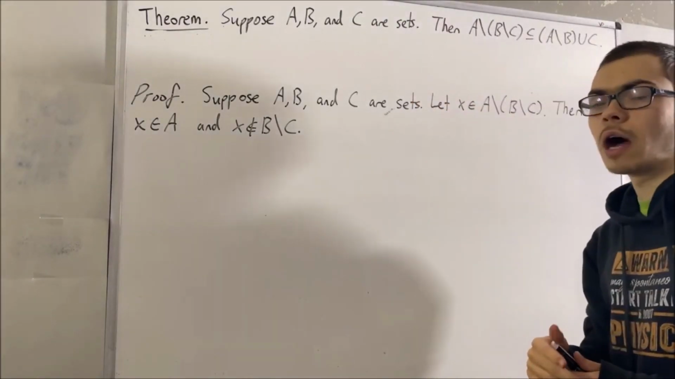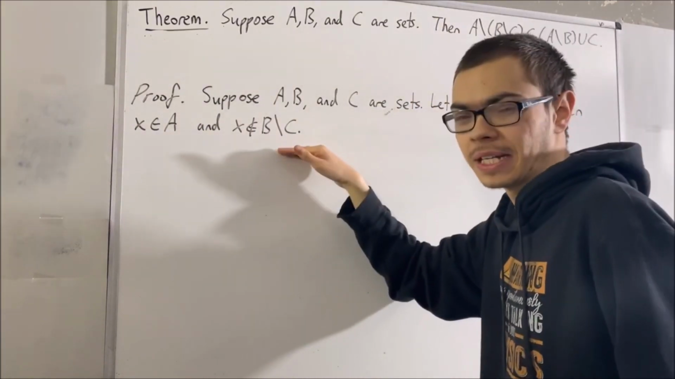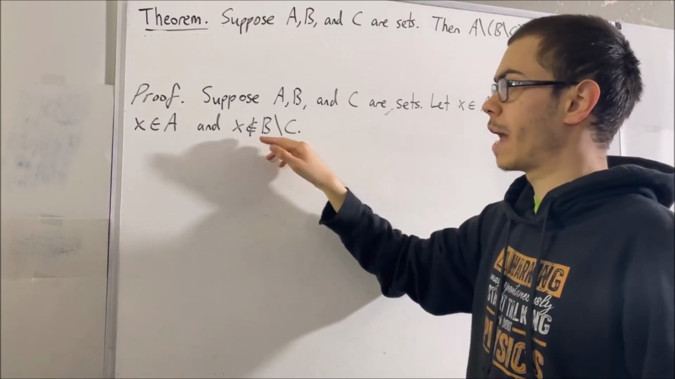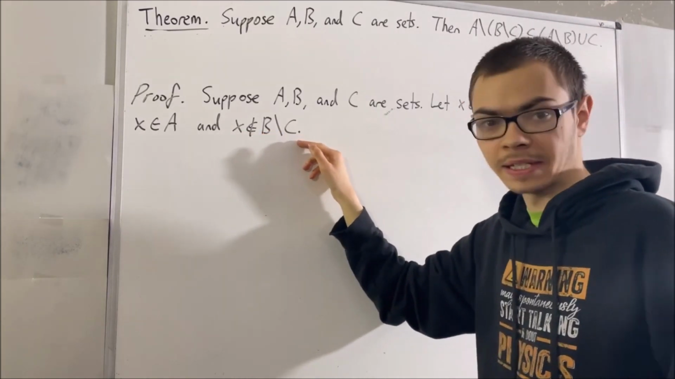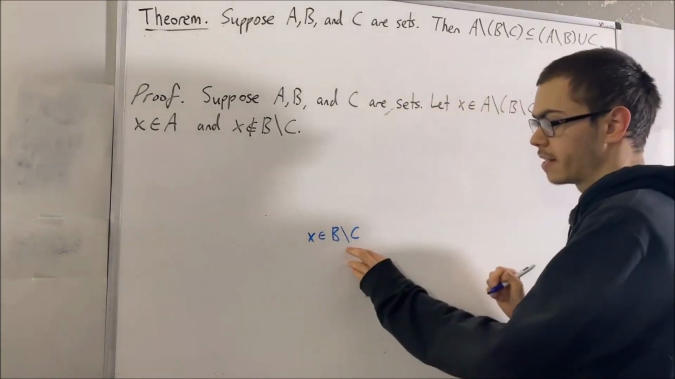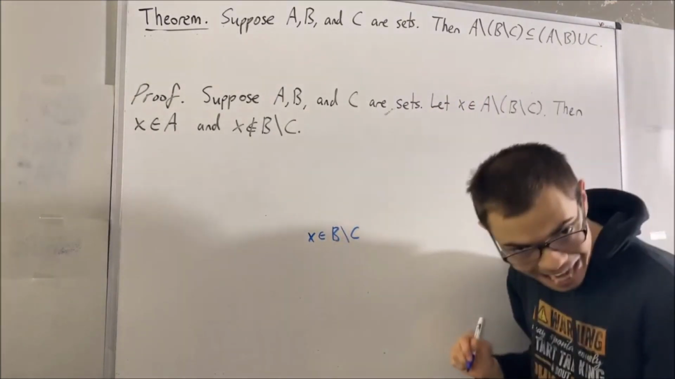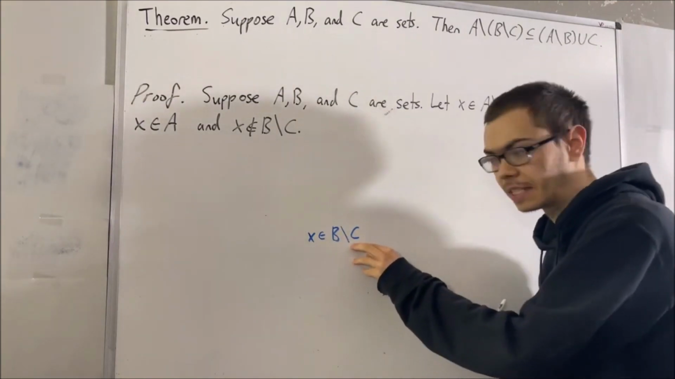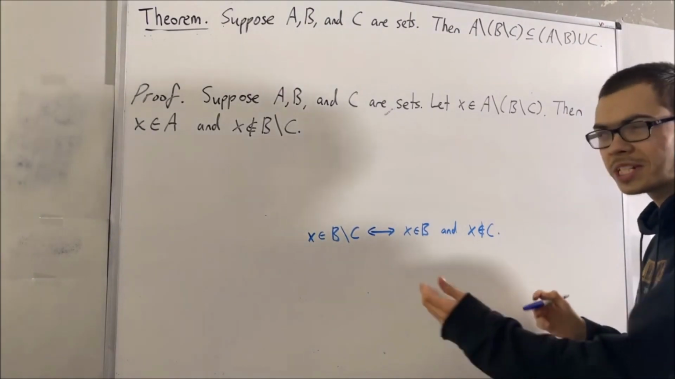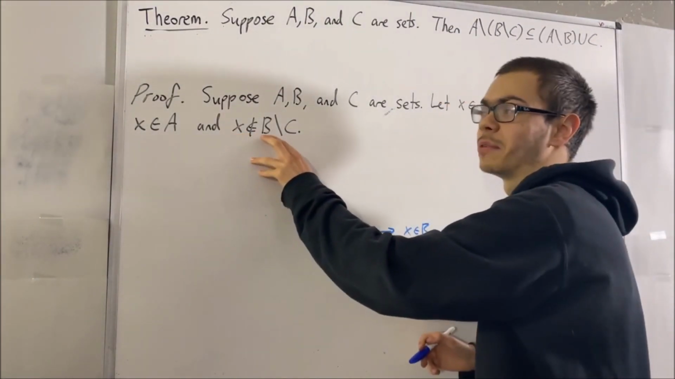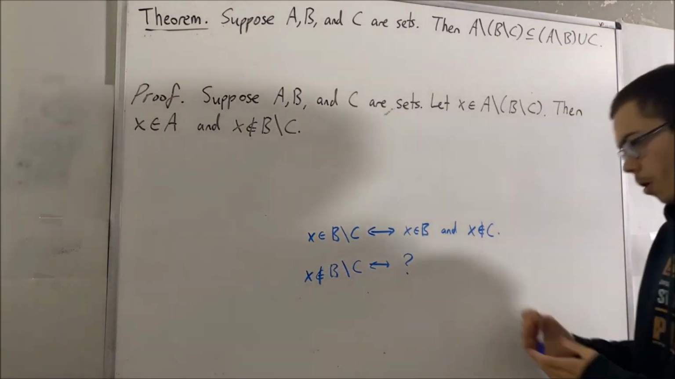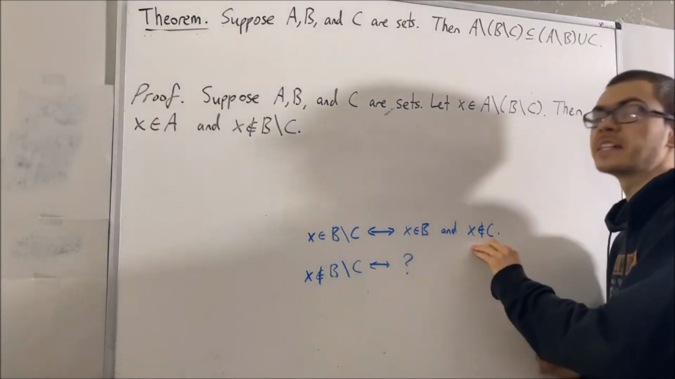Okay, now I would like to make a big deal out of what this means, because it's important. Now, we know what it means for X to be an element of B set minus C. All this means is that X is an element of B and X is not an element of C. Okay, so then what does it mean for X to not be an element of B set minus C? Well, it means that this is not true.